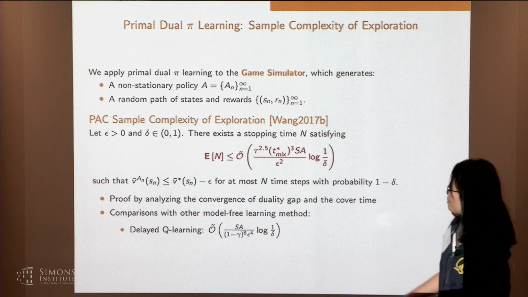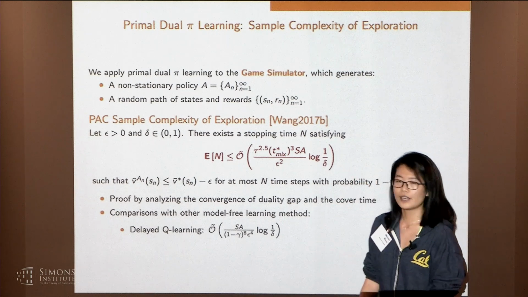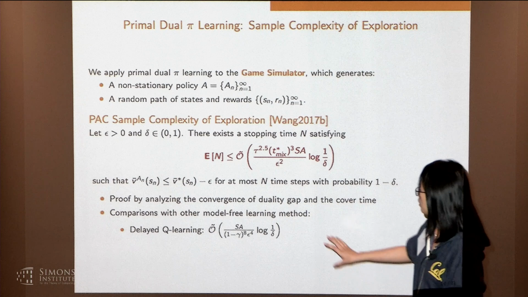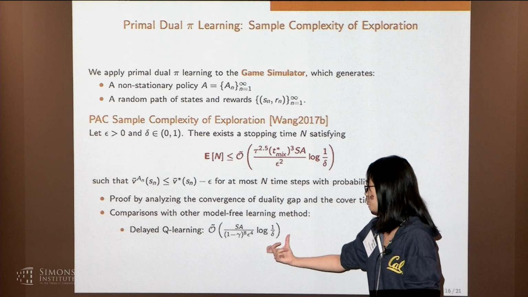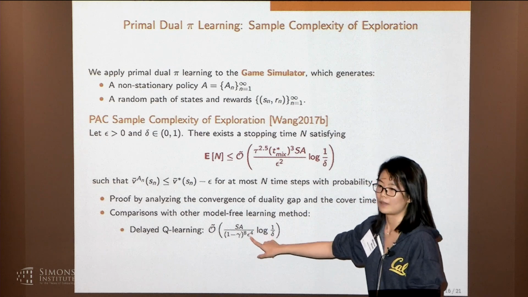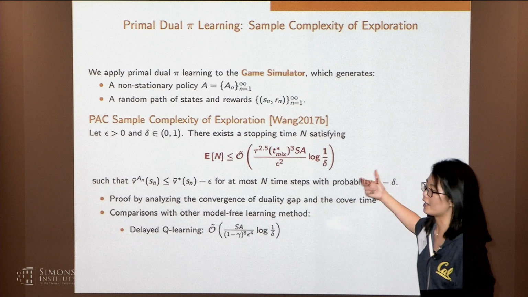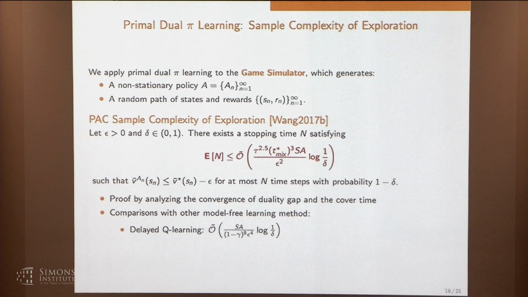However, if we compare the complexity of this primal-dual method with delayed Q-learning, which is the only sample complexity of exploration for Q-learning that I know about, we note that this one is definitely better than delayed Q-learning for certain values of epsilon. My work applies to the undiscounted case, so it's a little hard to compare the dependence on other parameters.